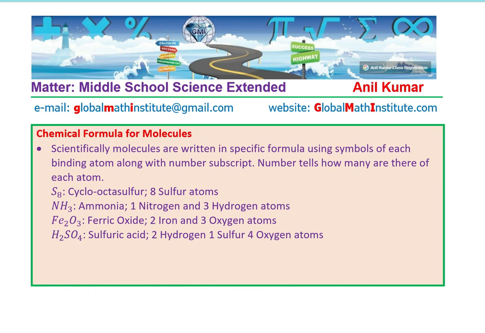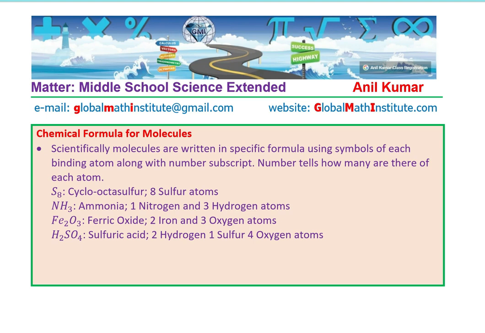NH3, also known as ammonia, has 1 nitrogen and 3 hydrogen atoms. Ammonia does exist in natural form. There are bacteria which do nitrogen fixation, and ammonia is a kind of poisonous gas. Ammonia is highly used in fertilizers.